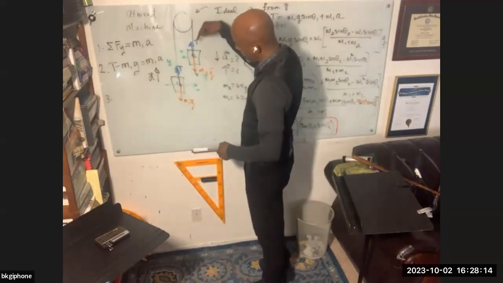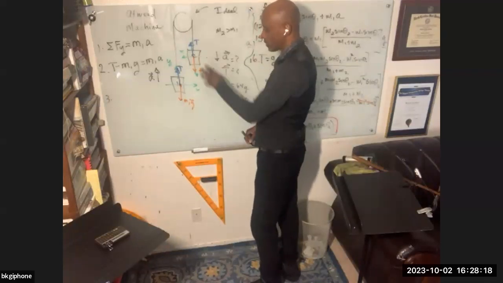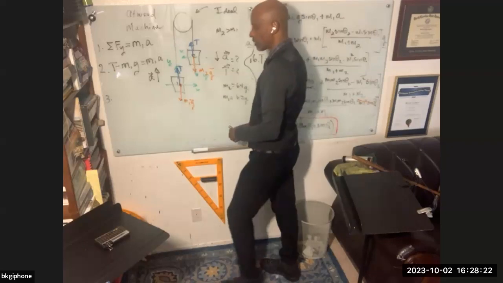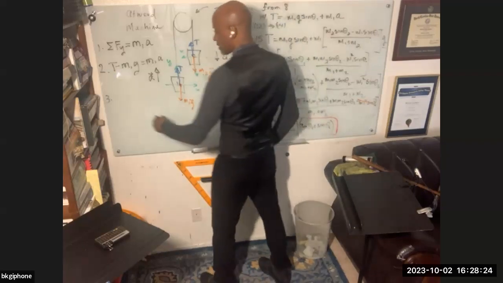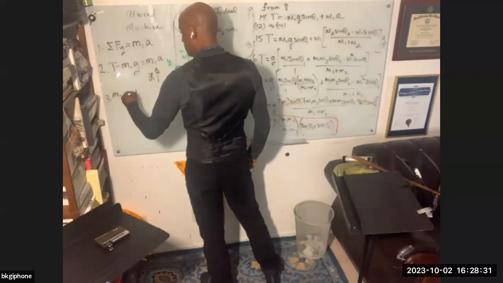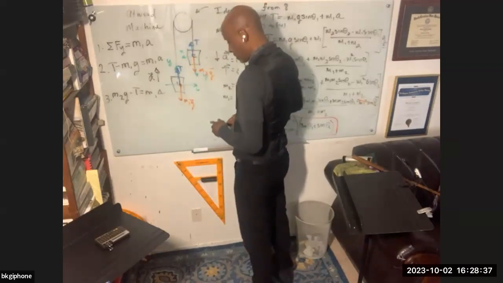Switch over here, accelerating down. So obviously M2G is greater than T for M2. So again, positive acceleration, going in the positive y direction, down. So we have M2G minus T equals M2A. And that's it. I told you, it's simpler.